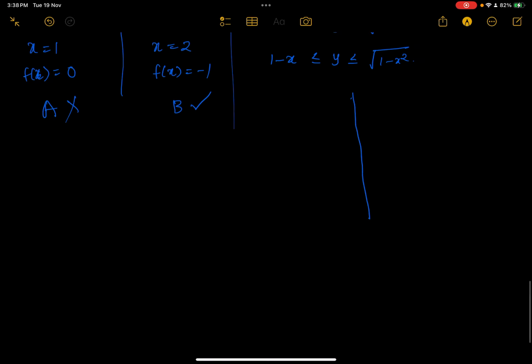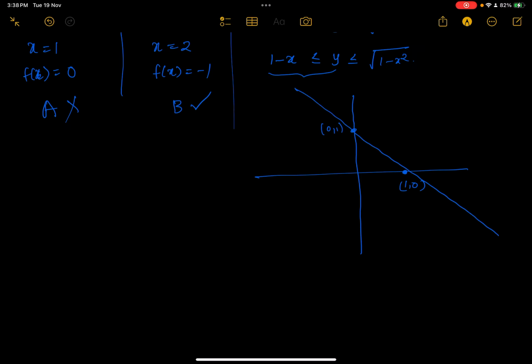So y is equals to, first we have to draw y is equals to 1 minus x. First let's draw the graph of this. When y is equal to 0, x is equals to 1. When x is equal to 0, y is equals to 1. So this is a straight line passing through these 2 points. So y is greater than or equal to 1 minus x. And let us draw the graph of this. Y less than or equals to root 1 minus x square.